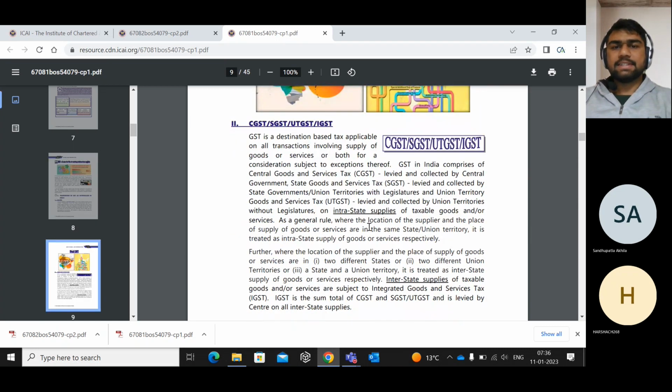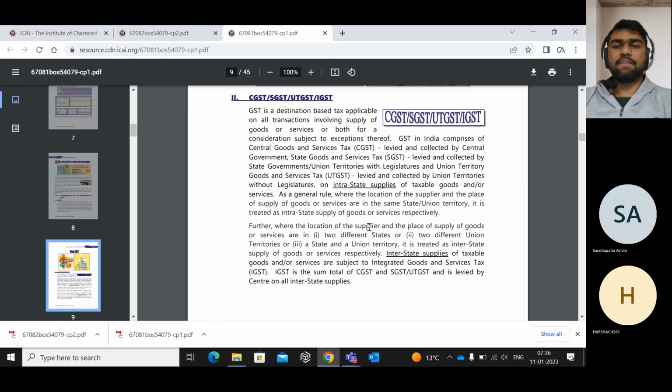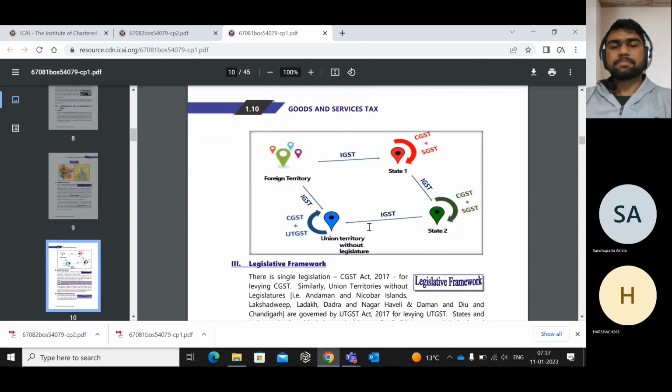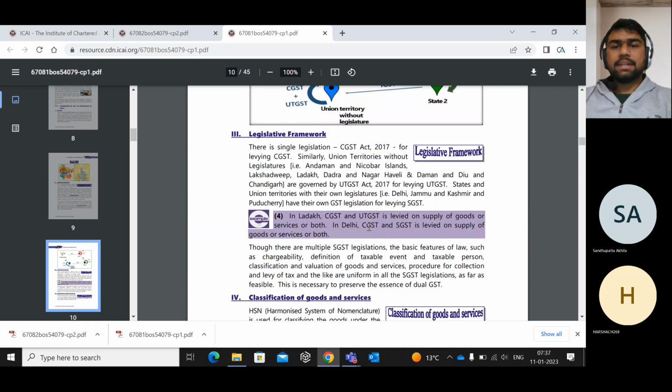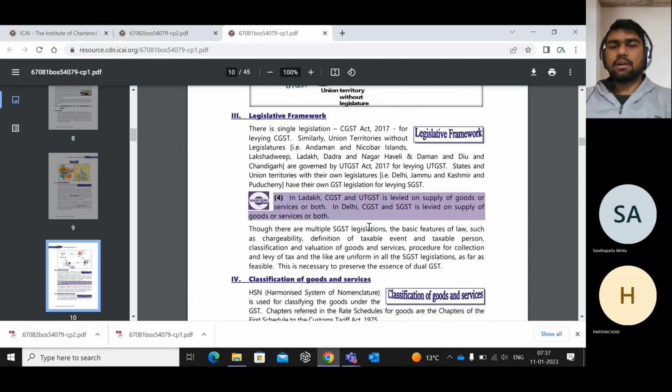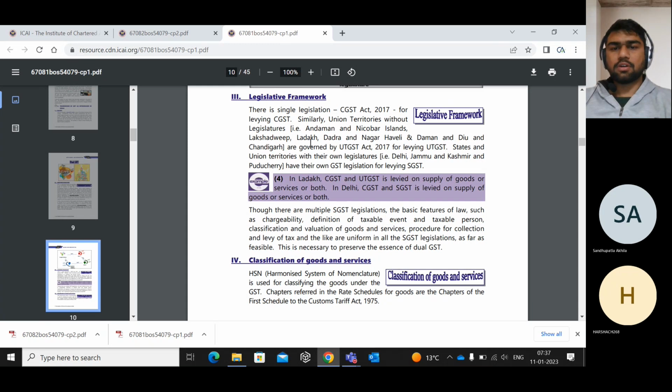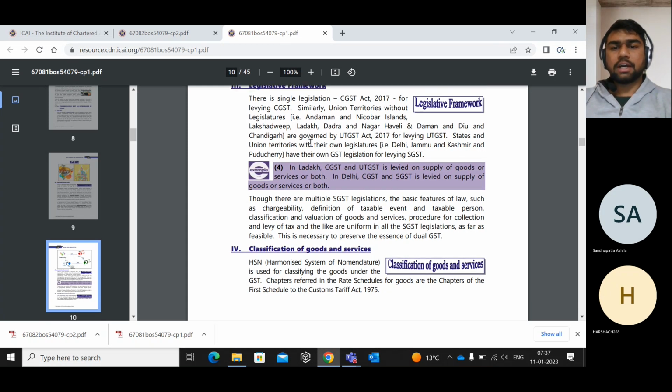This is the CGST, SGST, UTGST or IGST. Yesterday we discussed when the CGST, SGST or UTGST will be levied and when the IGST will be levied. Legislative framework means the states where CGST and SGST will be levied and the states where UTGST will be levied, that will be discussed here. You can go through this legislative framework, it is not so important or relevant.